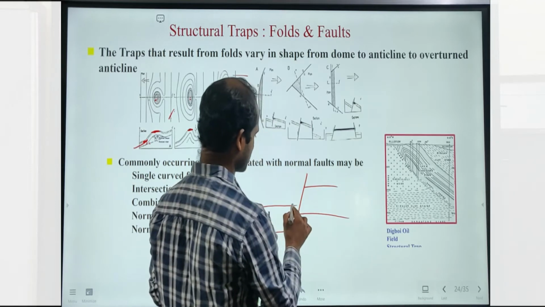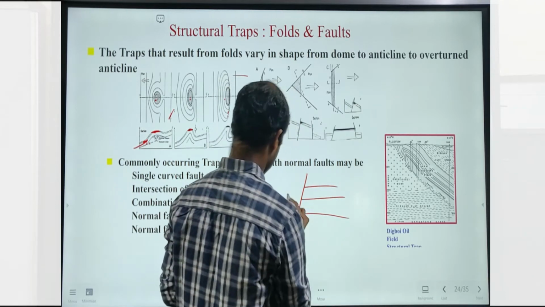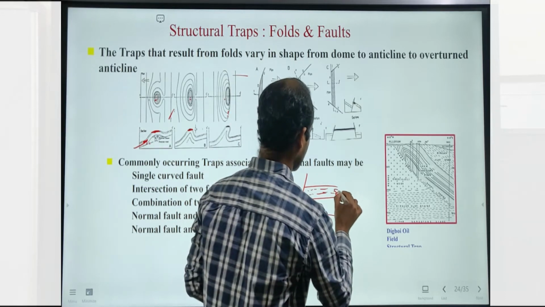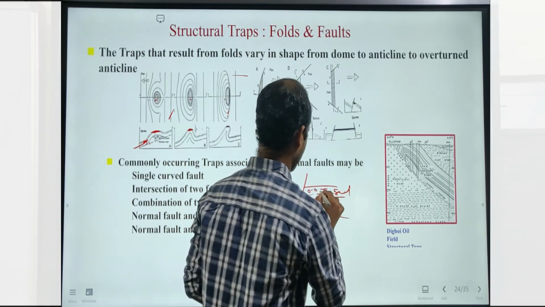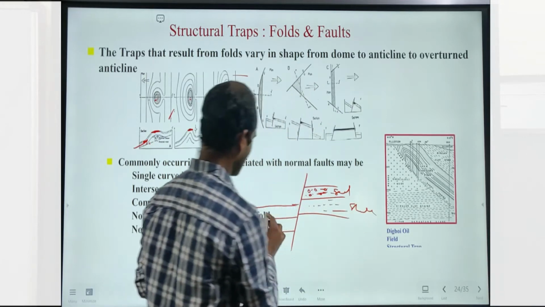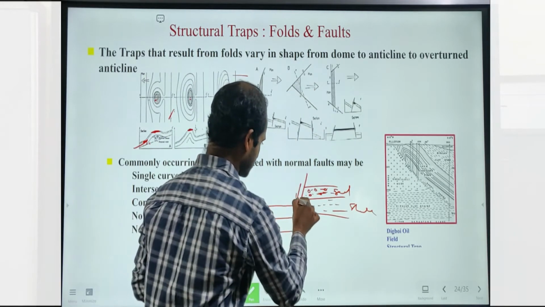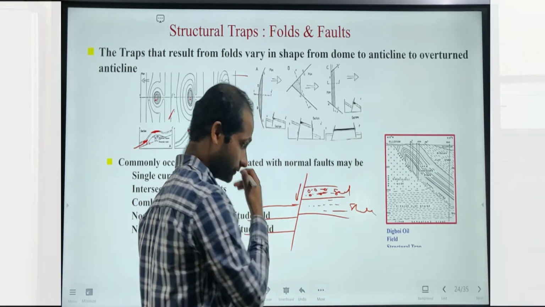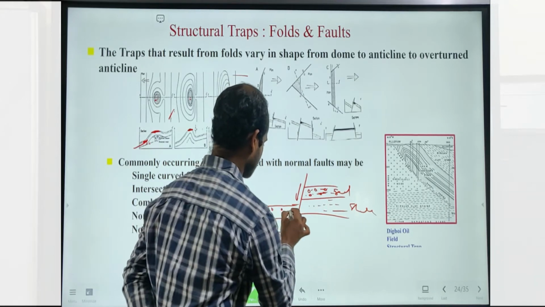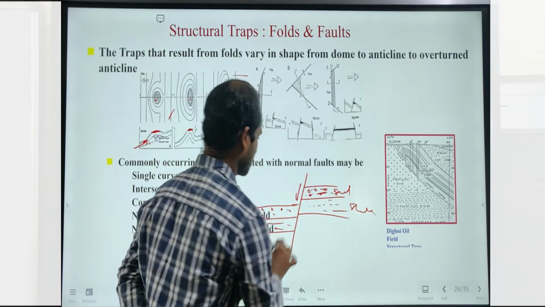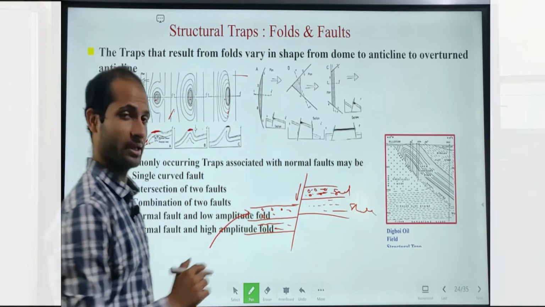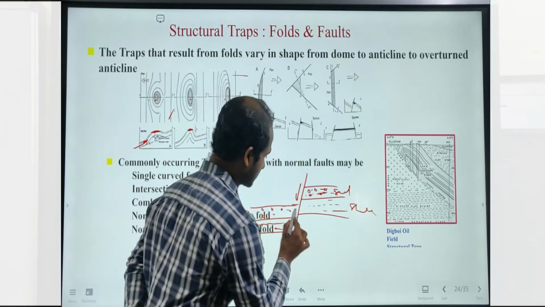we have a porous layer. Suppose this is sandstone, and this is shale. If this is a normal fault, this block will go down, which we also call a gravity fault. So what will happen, this sand will come over here and shale will come over here, and suppose the migration is taking place from this direction, then the accumulation will take place over here.